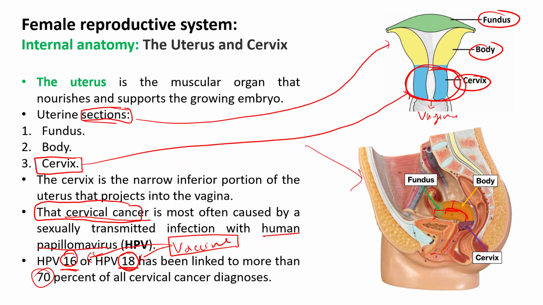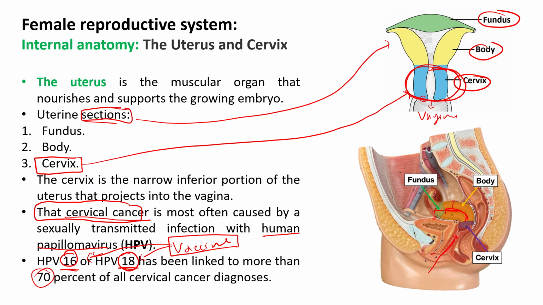Now, cervical cancer can be detected early by pap smears. So what is a pap smear? A pap smear is when you take a sample of the cervix. Through the vaginal canal, through the vagina, a speculum helps to open the vaginal canal so the physician can look at the cervix and then take a sample of the cervix.